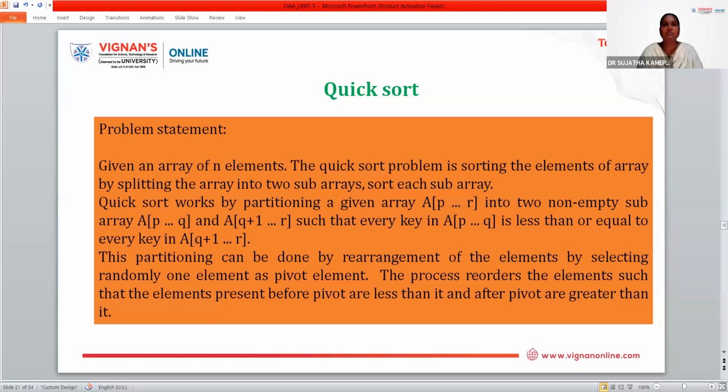Hi guys, welcome to today's session of design and analysis of algorithms. In this session, we are going to discuss Quicksort, one more application of the divide and conquer algorithm design strategy.